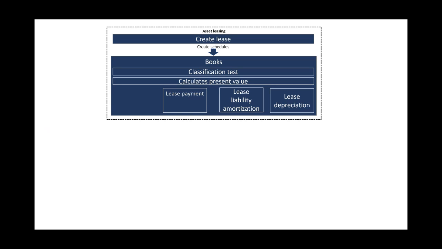Then, after the system creates the books for this lease, it will run the classification test to determine if the lease is a finance lease, operating lease, short-term lease, or low-value lease, and calculate the present value and create 3 different schedules: lease payment, liability amortization, and depreciation.